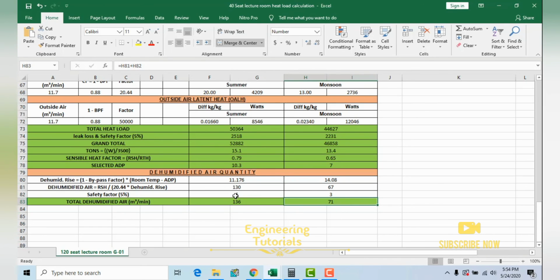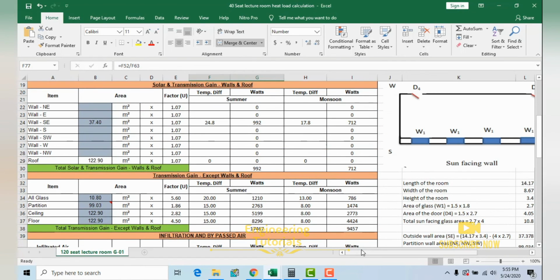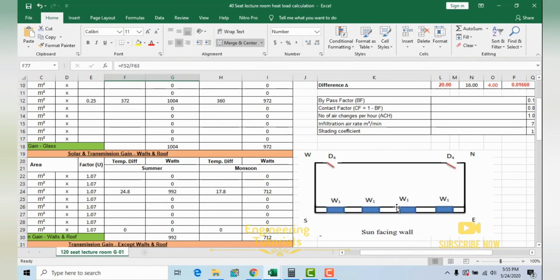So we are going to select machine based on summer, because this is going to fulfill the requirement for the monsoon also. So whatever is larger, we are going to select machine. But basically we select machine based on two conditions. First is your flow rate, that is 136 cubic meter per minute, and second is your static pressure calculations. So based on these things we are going to select the machine for 40 seat lecture room. So this is the load calculation for one room, 40 seat lecture room.